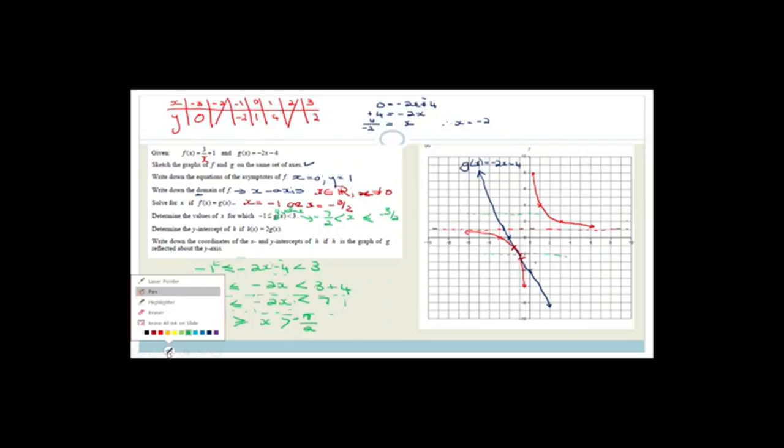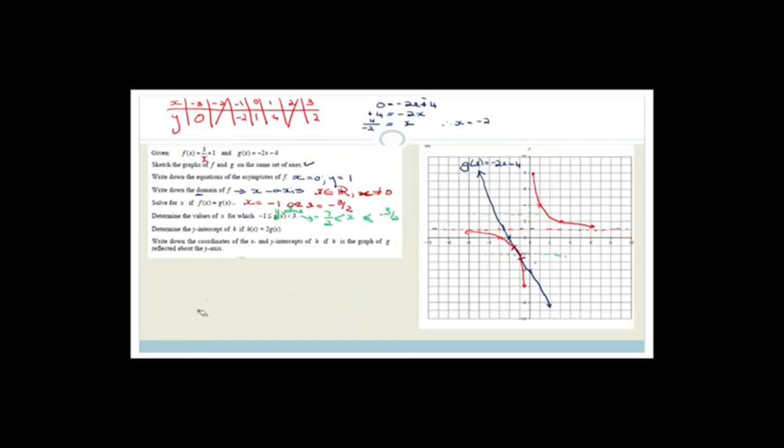Right, now it says, let's just erase this. It says, determine the y-intercept of k if k of x is 2 times g of x. They want the y-intercept of k if k of x is 2 times g of x. So what do we need to do? We need to work out what k of x is first, okay?